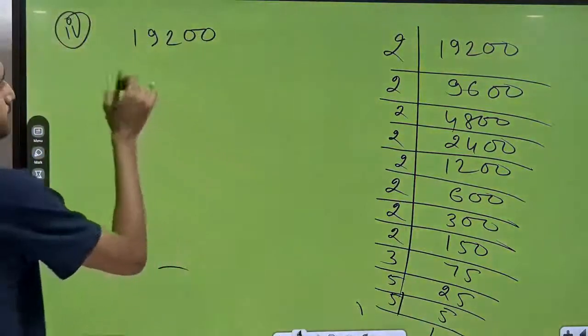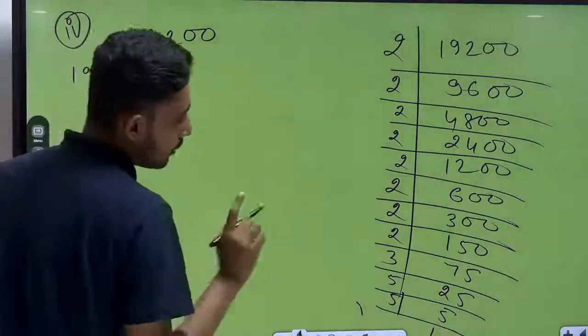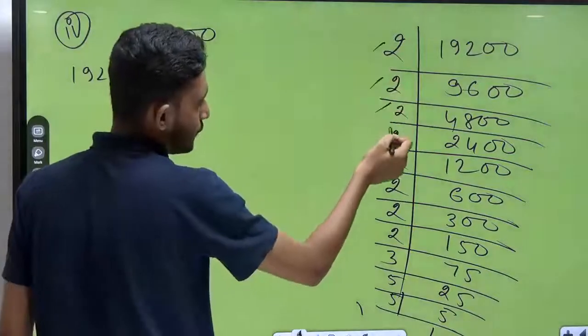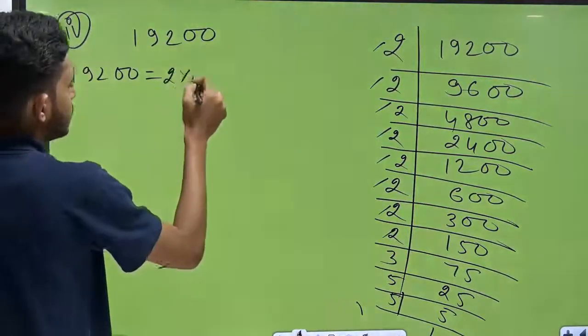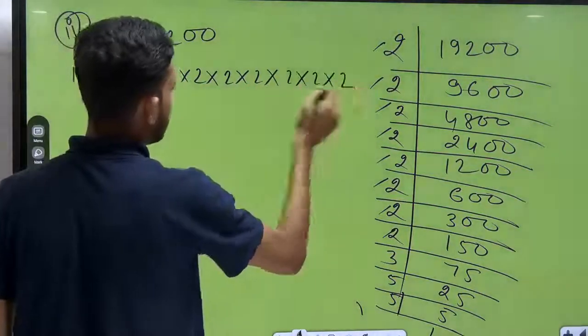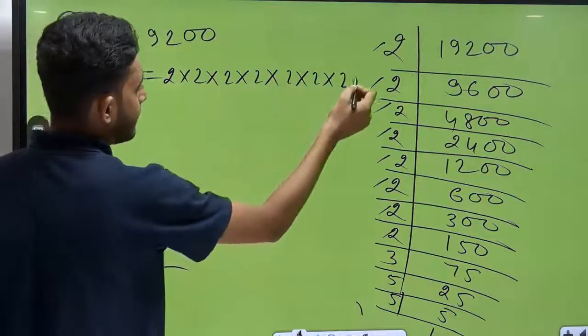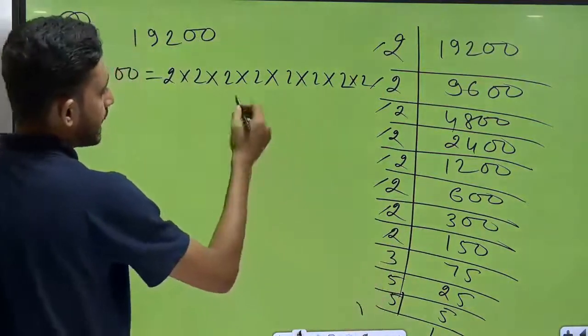Now see. 19200 is equals to how many times 2? 1 2 3 4 5 6 7 8. Okay, write down 2 into 2 into 2, 8 times, write down 8 times. 1 2 3 4 5 6 7 and 8. And 3 only 1 time, 5 only 2 times. So write down.